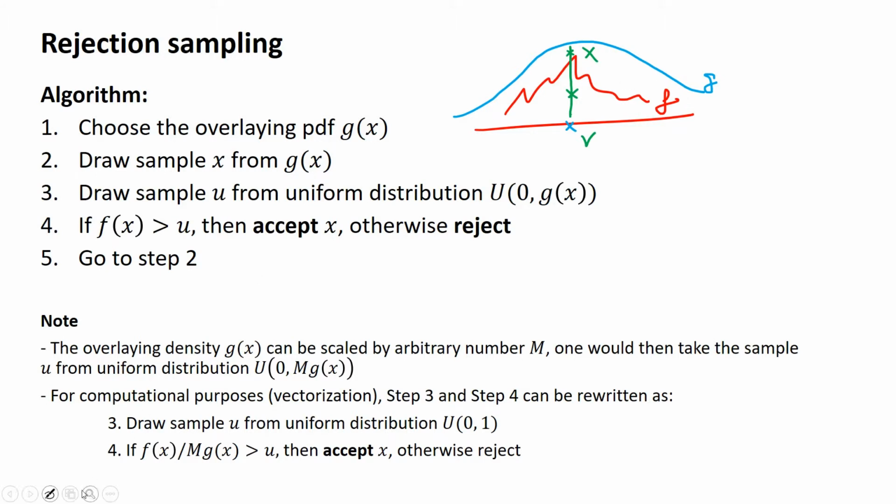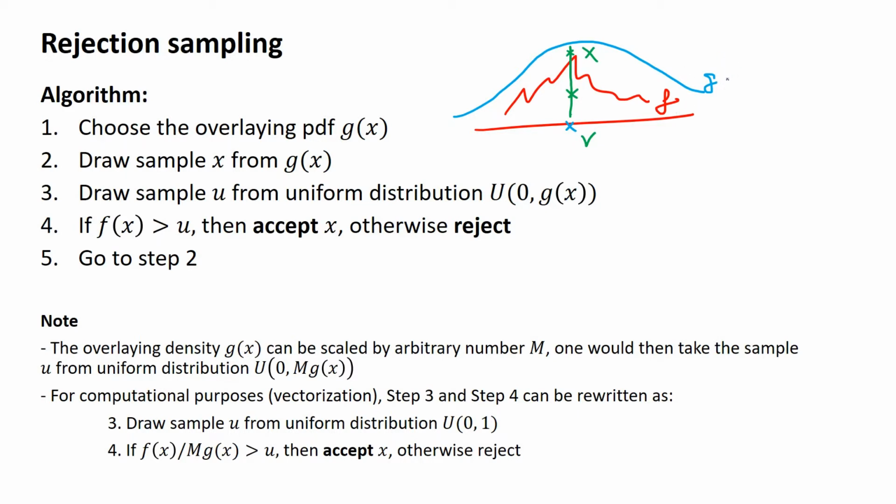So for example, if our overlying function looked like this, then this algorithm would not work, right? We would accept everything because each time this condition is satisfied, and we would end up with this distribution in the end. Okay, so this is not what we want. We must ensure that g is always above f.